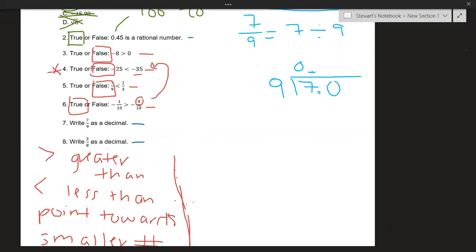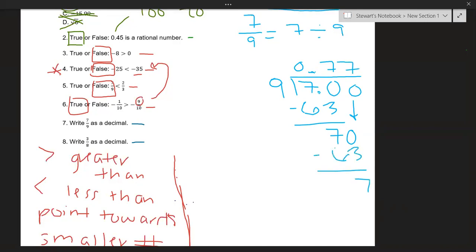But then we can think of this as 9 going into 70. And we know that 9 goes into 70 7 times. 7 times 9 is 63. When you subtract, you get 7. And we're in the same predicament again. 9 can't go into 7, so we have to add another 0 so that we can carry it down. So we have 9 going into 70 again, which, as you can see, goes in 7 times. This would be 63 again. When you subtract, you get 7.